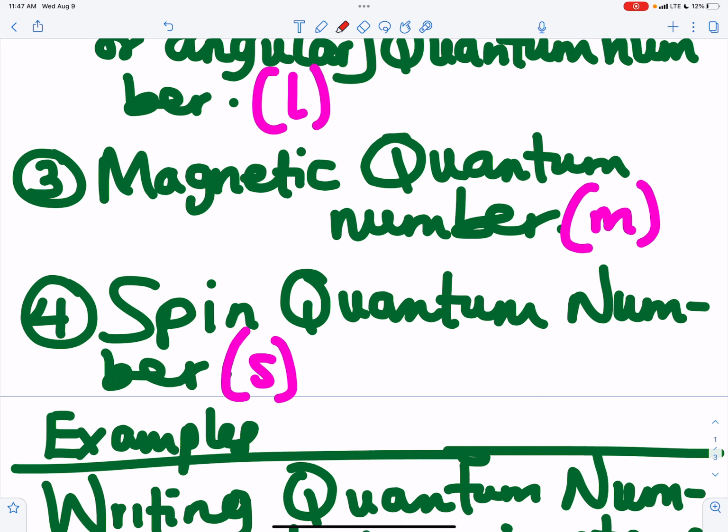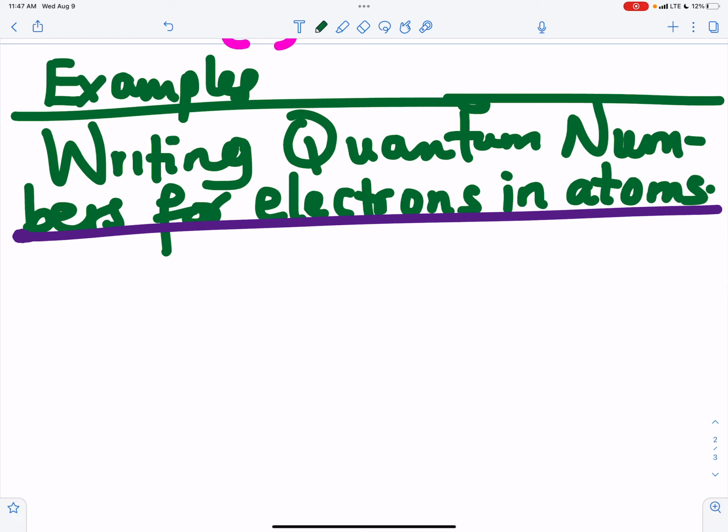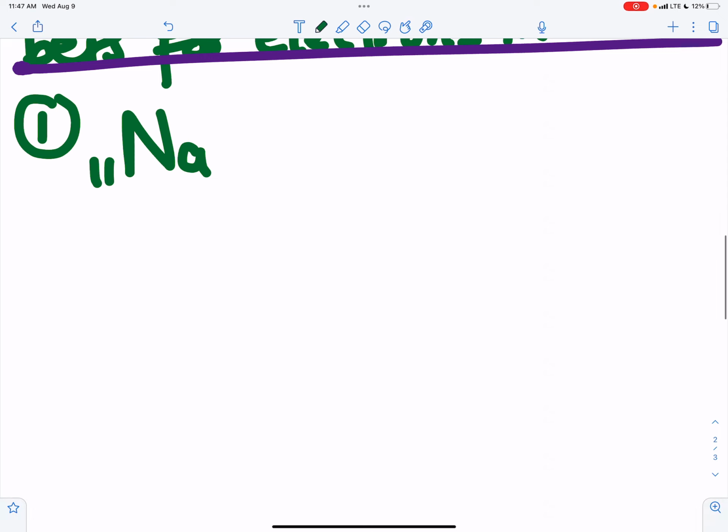So let's take a few atoms and maybe write the quantum numbers describing one or two of their electrons. Let's go. Number 1, let's take sodium, for example. Sodium has atomic number 11. Sodium is the 11th element on the periodic table.